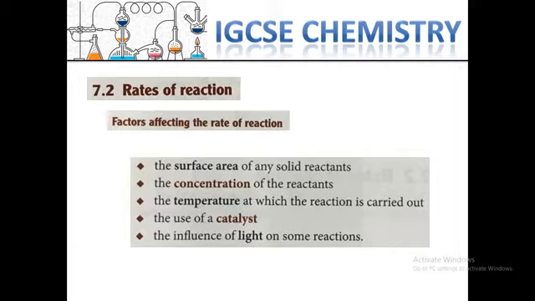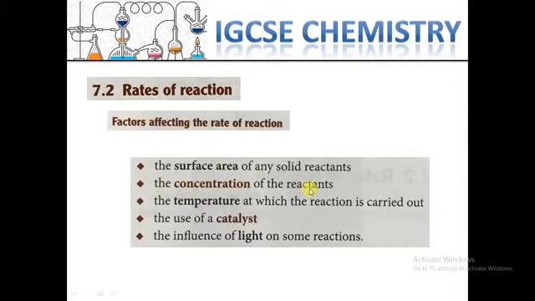So there are a few reasons that a chemical reaction can be fast. First is surface area of solid reactants. If we have reactants which are solid, the surface area of the reactants is very important to be considered for a fast reaction. I will talk about this in more detail.